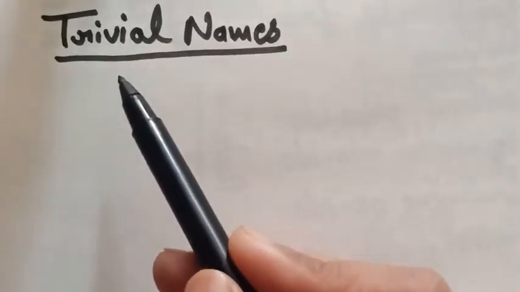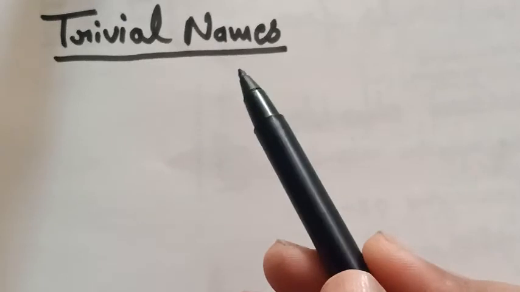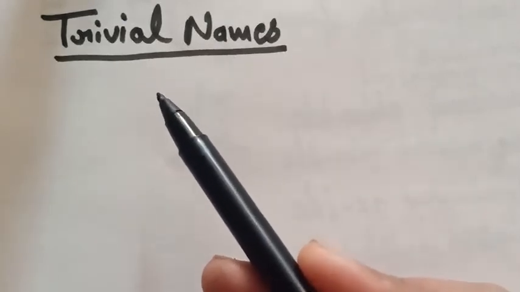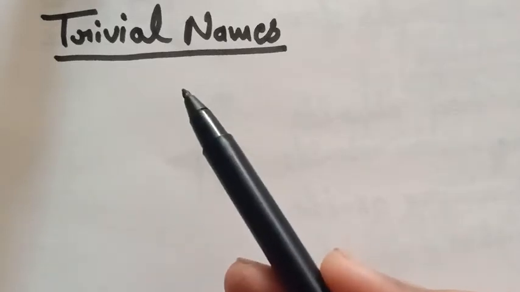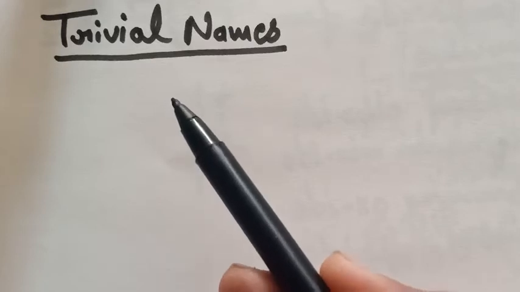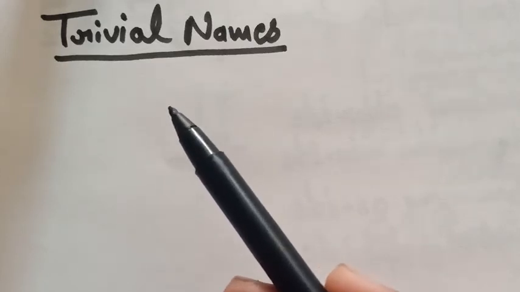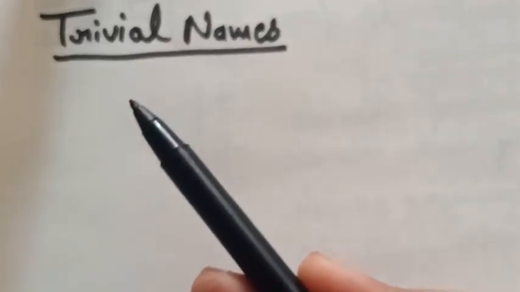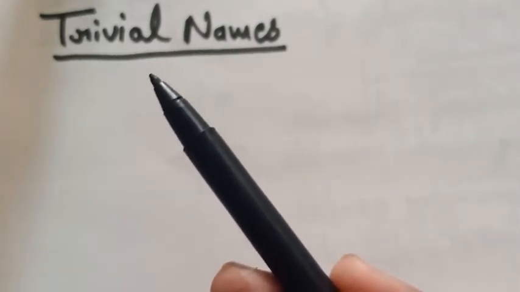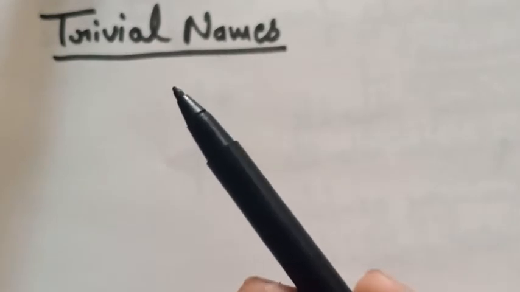Children, the next thing is trivial names, which are also known as common names. There are certain names of compounds which do not follow any systematic rule. Such names are called trivial names or common names. Chemists have not considered it wise to replace these trivial names by systematic names, as they are widely understood by the common man.